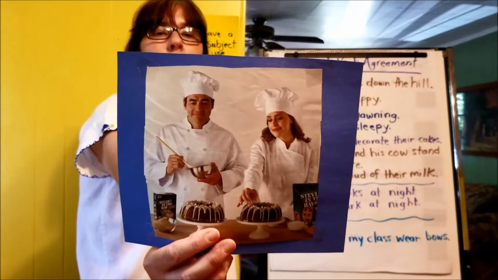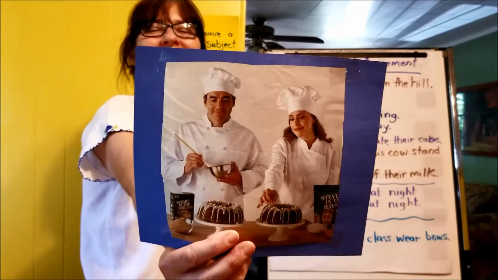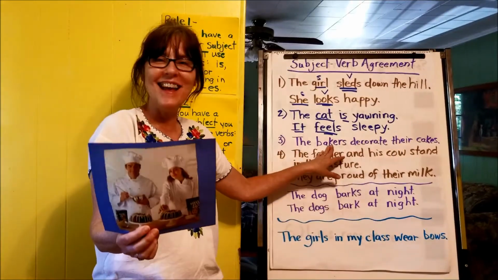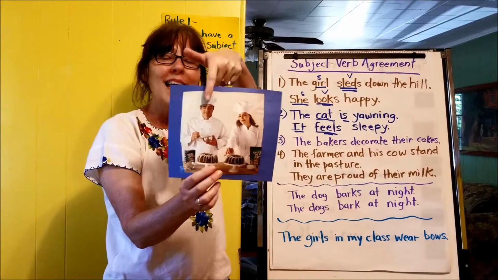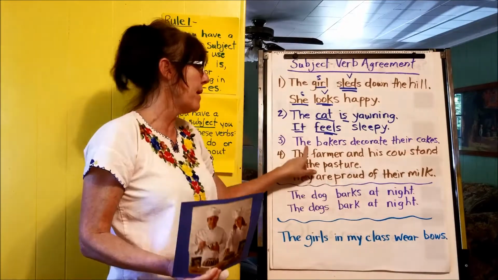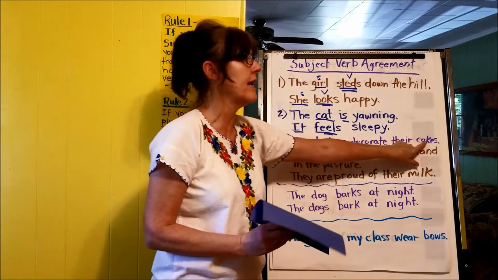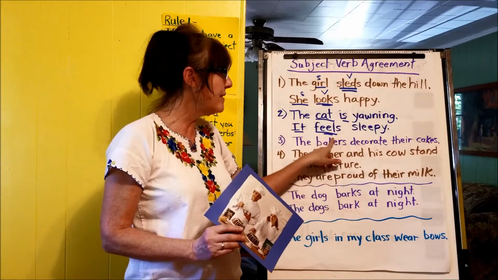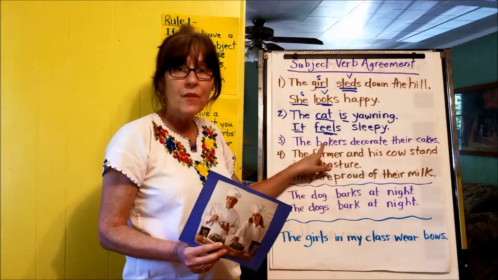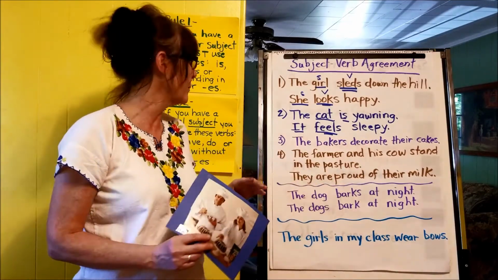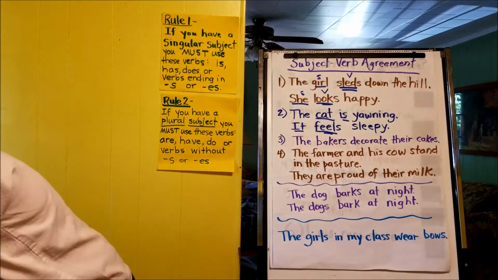I wrote the bakers decorate their cake, okay? How many bakers are there? Two. There are two bakers, okay? And so I write that by putting an S on the end. The bakers decorate their cakes. Who decorates the cake? Bakers. That is the subject. What is being said about the bakers? The bakers decorate. That is the verb. Okay? All right. One more picture.